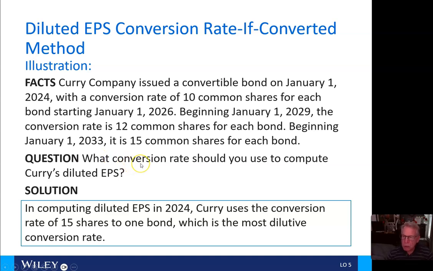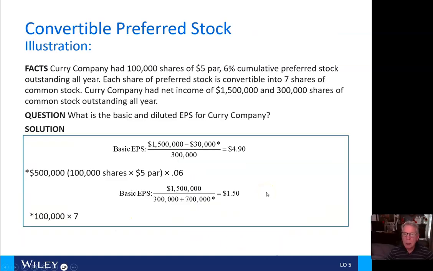And the solution is, in computing diluted earnings per share in 2024, Curry is using the conversion rate of 15 shares to one bond, which is the most dilutive conversion rate given here in the problem, not the 12, the most dilutive conversion rate.